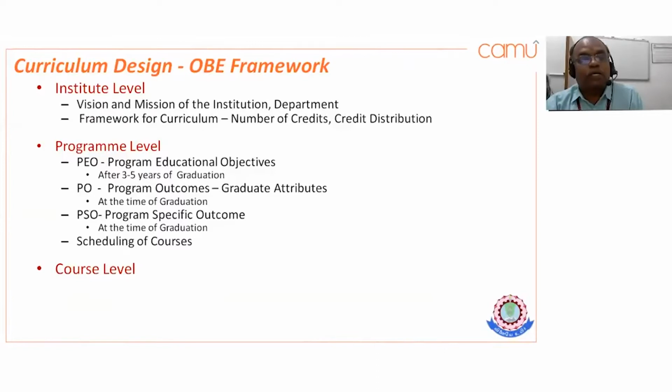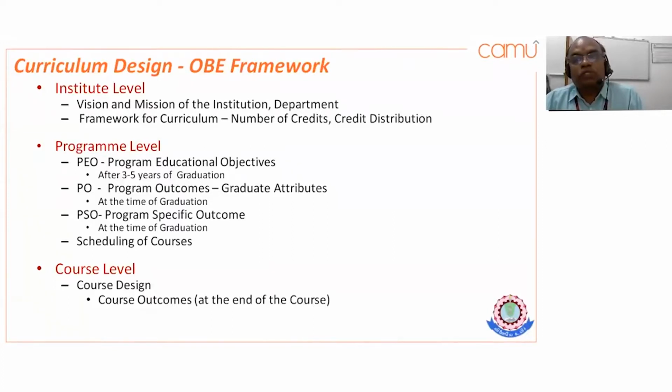Then I come to the course level now. At the course level, I would like to make it a course design that starts from the course outcome. What about the student's ability at the end of these courses? I am teaching this particular course. At the end of the course, what are the abilities that can be demonstrated by the students? That we call course outcomes.